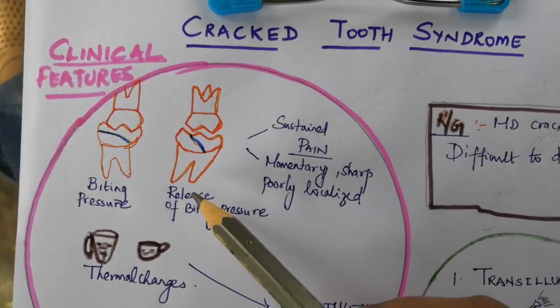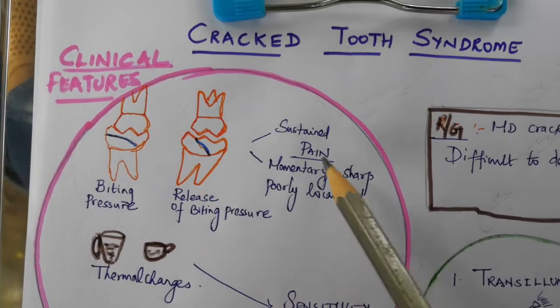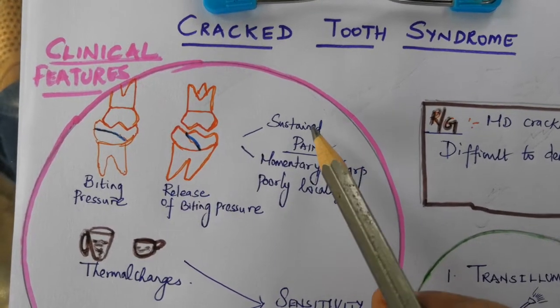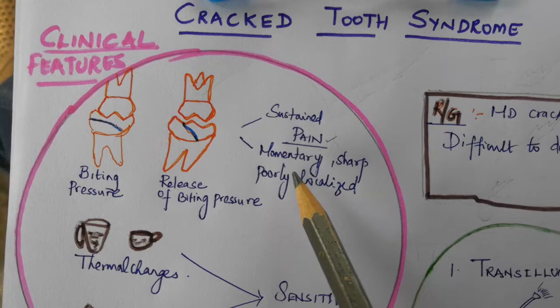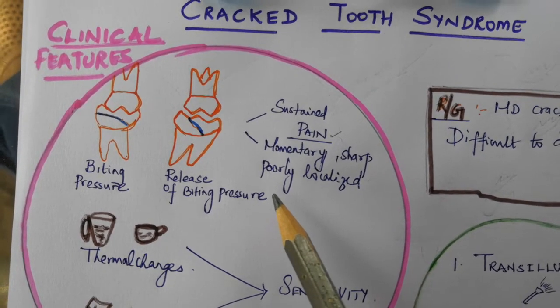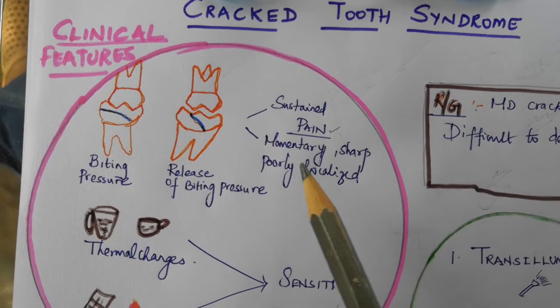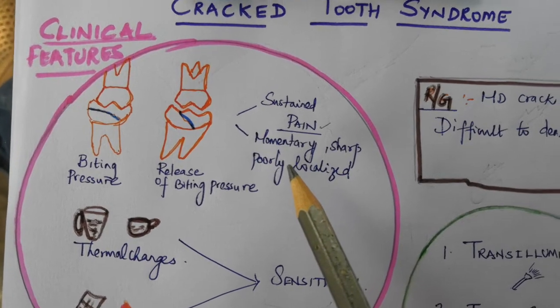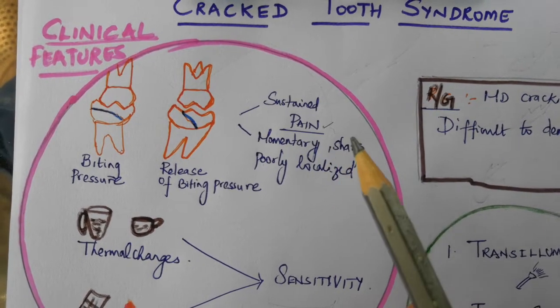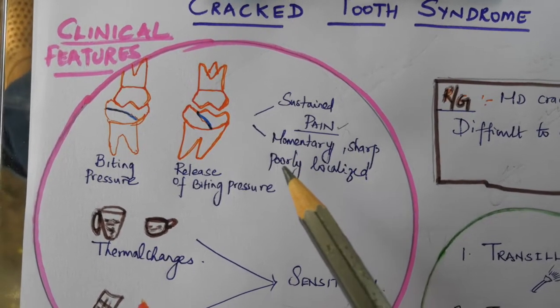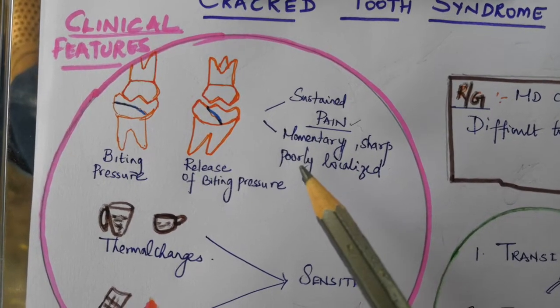So coming to the clinical features, you will obviously feel the pain. The pain may be either sustained, or it may be a momentary sharp, localized or poorly localized pain. You cannot say where the pain is originating. So you have to undergo certain diagnostic criteria to find out whether the tooth is a cracked tooth or not.